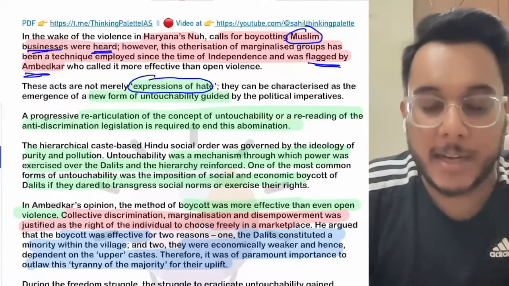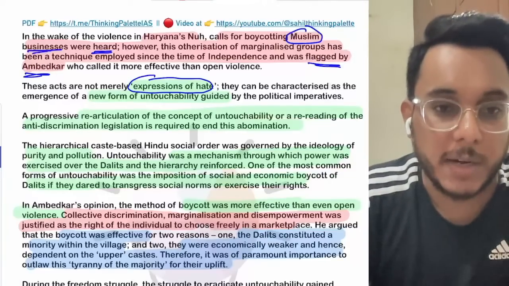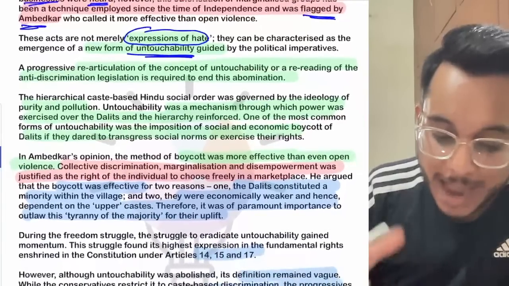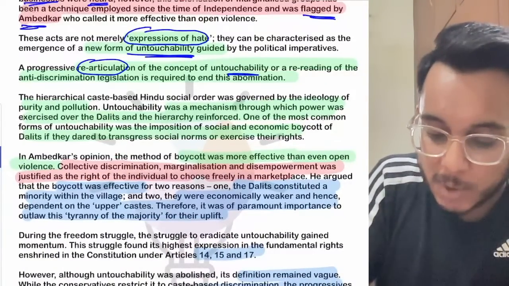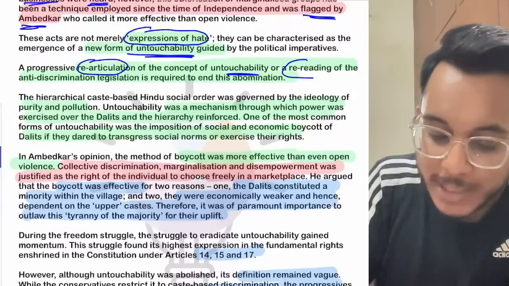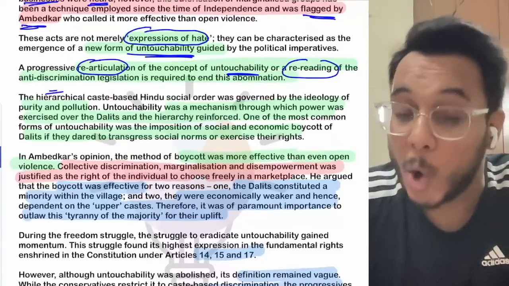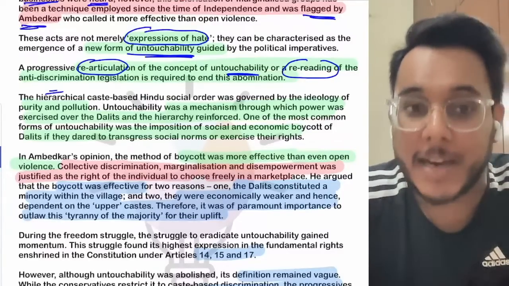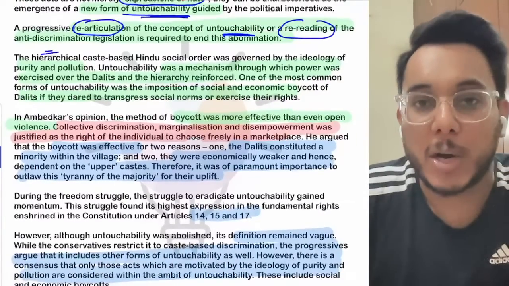It has been said that often, out of expressions of hate, on the lines of religion, people will be boycotted. And this is a new type of untouchability that has developed. And now the need has come to re-articulate the concept of untouchability. We need to reread the anti-discrimination laws that are there in India. On the lines of religion also, the anti-discrimination laws are to be refined. They need to be reinterpreted.